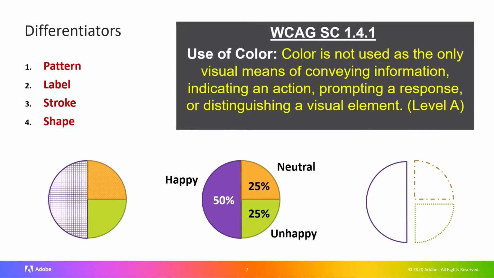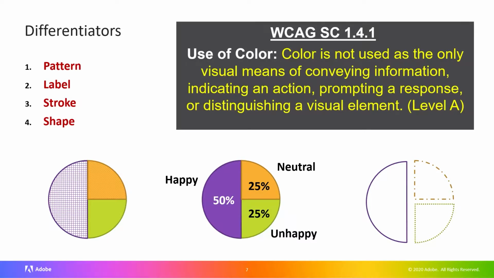All right, so differentiators. Differentiators are those things that let us separate one thing from another. And the WCAG Success Criteria 1.4.1 is the use of color. And it says color is not used as the only means of conveying information, indicating an action, prompting a response, or distinguishing a visual element. And this is a level A requirement. So it's a very basic requirement. And we really care most about distinguishing a visual element.